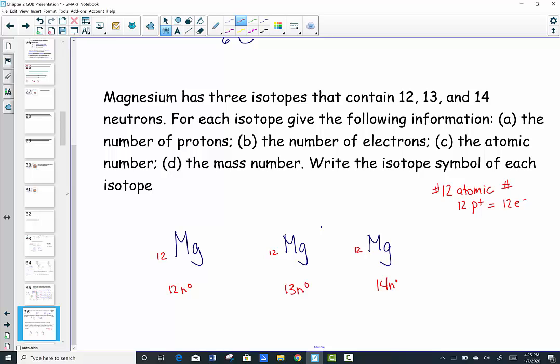Now, the top number is what we call a mass number, and that's the sum of protons plus neutrons, and that's our top number. So every single time we have 12 positive protons, this mass number would be 24 units. Here we still are adding the same number of protons. The identity of the element is 12. This adds to 25 total parts, so the mass number of 25. And here when I add 12 to 14, we get 26.